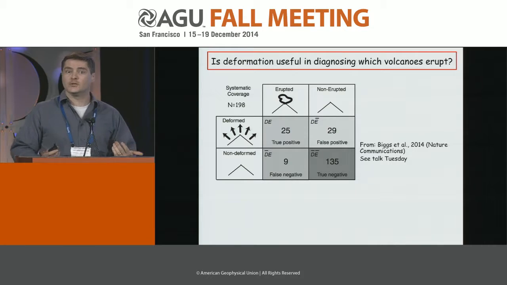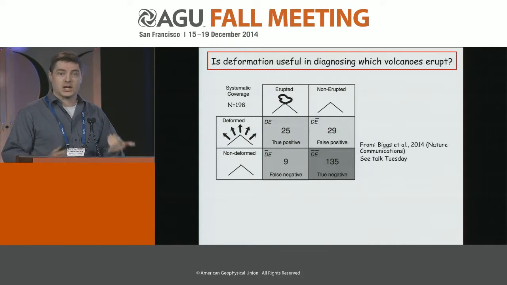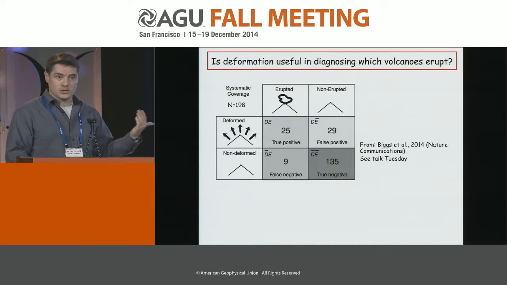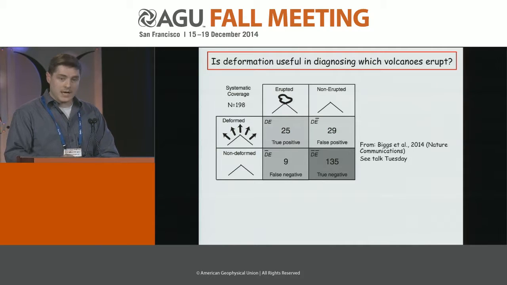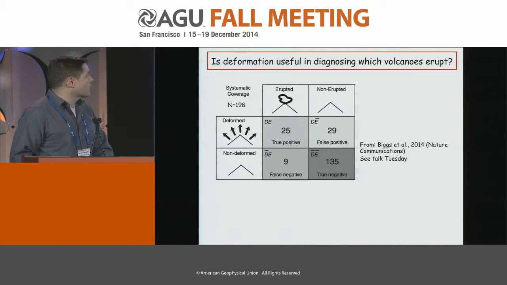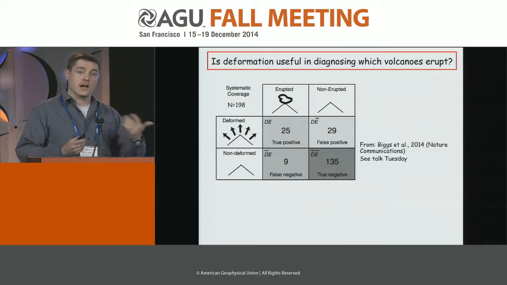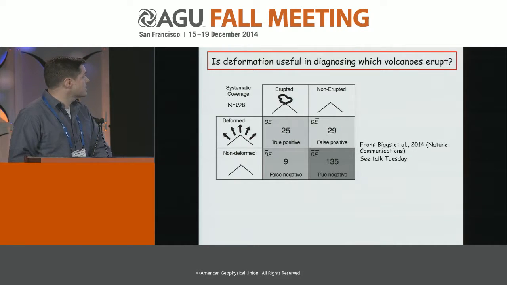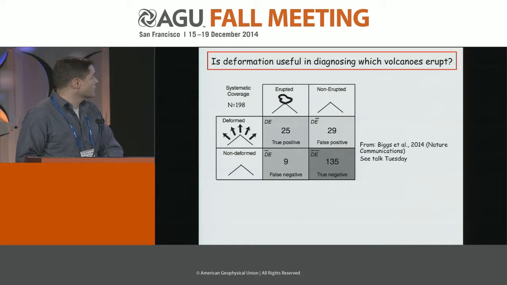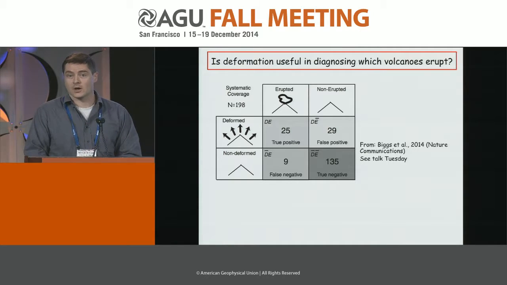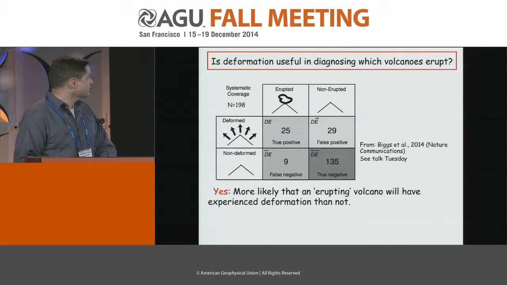The question is, are deformation observations useful for understanding whether an eruption is about to happen? And I'll point you to a talk that Juliet Biggs will be giving tomorrow, summarizing in her paper. The short answer is yes. There are, of course, volcanoes that we know that deform and do not erupt, and that do erupt and don't deform, but in a broad sense, most of the volcanoes fall into this category of showing deformation and also erupting, and also importantly, the ones that are not deforming are often the ones that are not erupting.